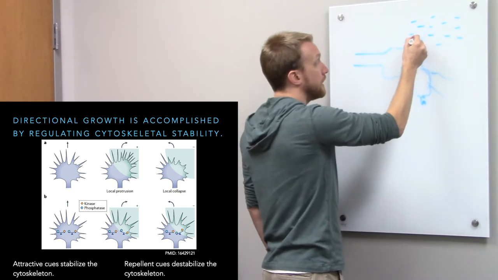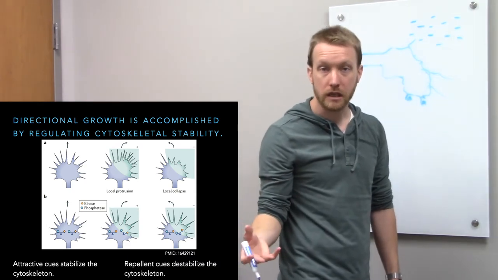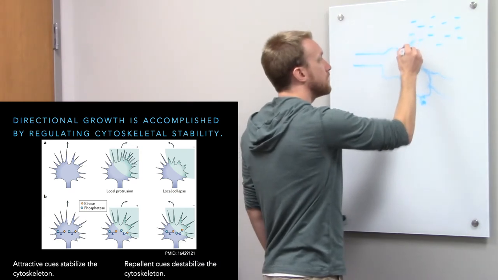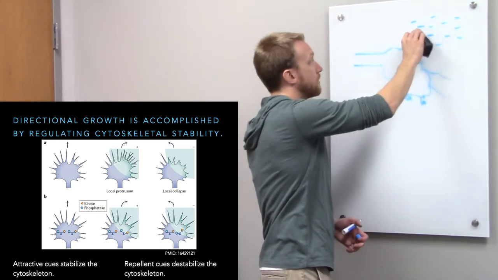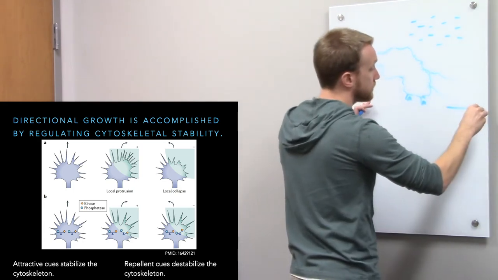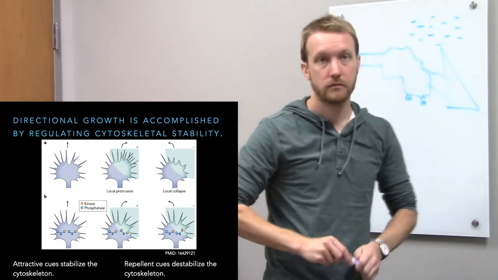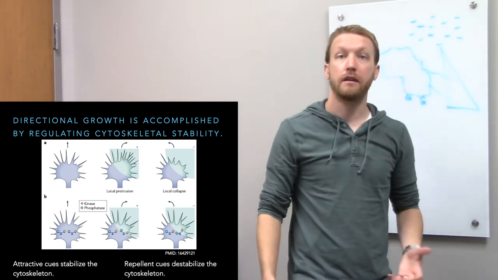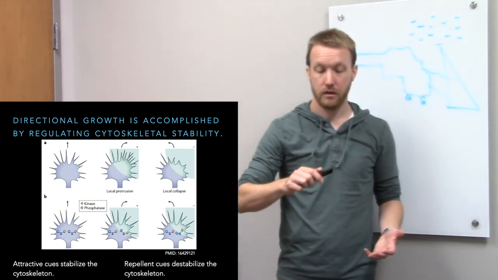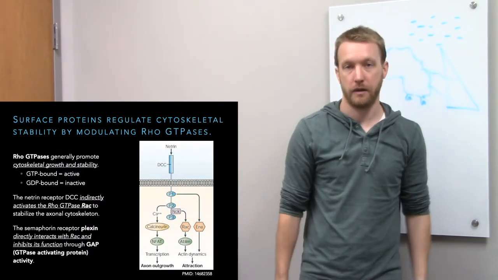On the other hand, if we have a repulsive cue up here, we'll put some minus signs, so we don't want to grow in this direction. If we extend an actin filament this way, that repulsive cue is going to somehow destabilize the cytoskeleton. We might find out in the next slide. So rather than building filaments, these actin filaments fall apart into monomers. They can't grow quite as far. So our cytoskeleton stability is going to be much greater in this direction than it is over here. Thus, we can only grow in this direction. So it's going to depend on which cues we have present. And then those attractive cues that stabilize the cytoskeleton pull us that way. Repulsive cues push us away.